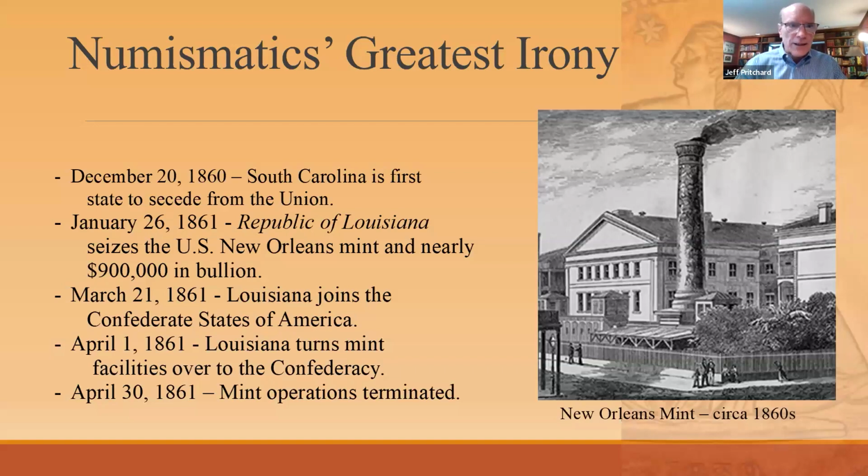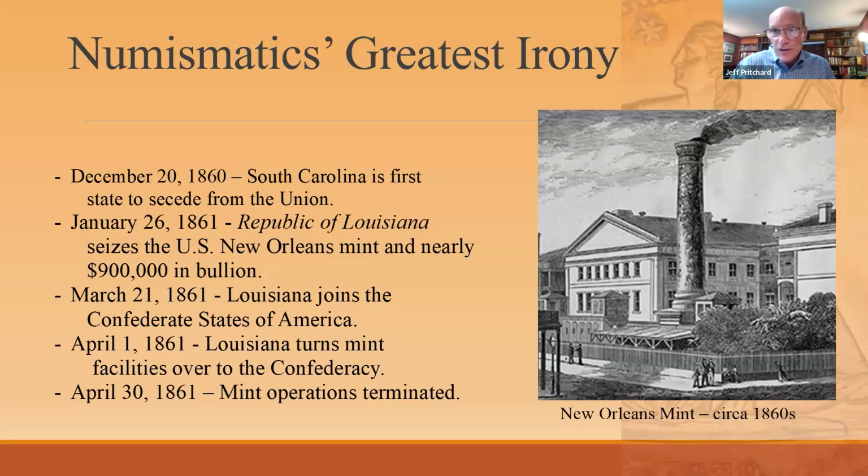And to set the stage, I want to run through a quick chronology with you. December 20th, 1860, South Carolina secedes from the Union. And as they say, the game is afoot. On January 26th of 1861, the Republic of Louisiana, they called themselves that for about 6 weeks, seizes the United States Mint in New Orleans, the building, all the equipment, and about 900,000 in bullion. On March 21st of that year, Louisiana officially joins the Confederacy.